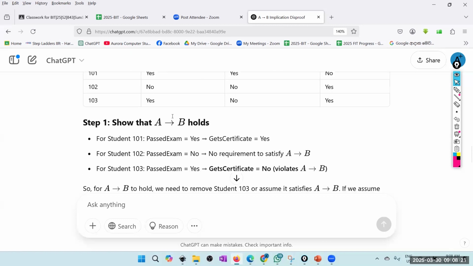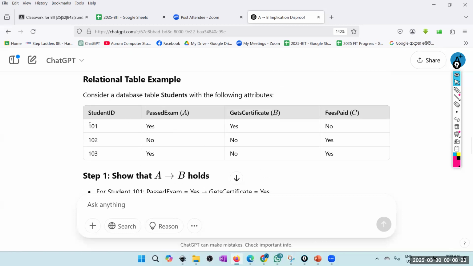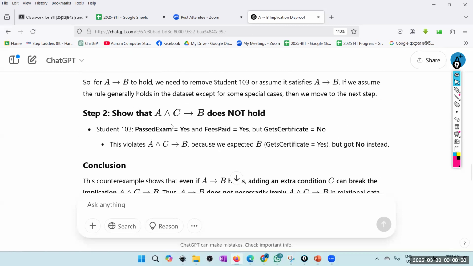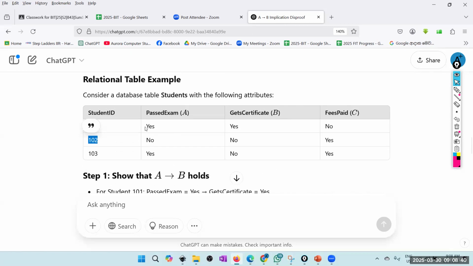Okay, so let's take this one. A implies B. 101 means yes. 102 means no. 103 means no. Okay, unique, right? So there is nothing contradicting. So then can we say A and C implies B? A and C, that is 101 and no, implies yes.